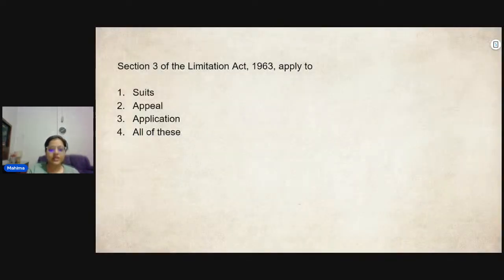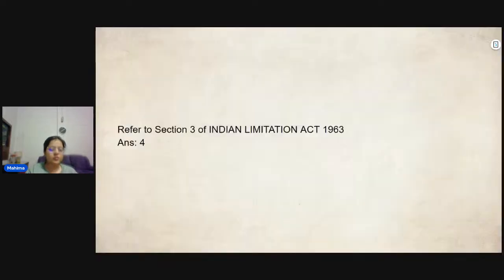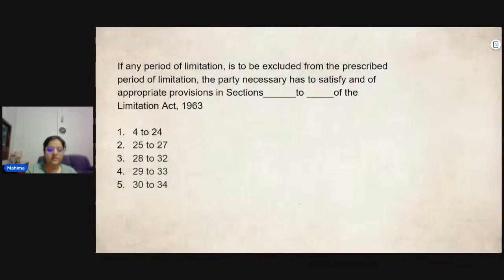Section 3 of the Limitation Act shall apply to only suits, appeal, or application, or all of these. Section 3 of the Limitation Act will apply to what? Yes, it is option number 4. It applies to all the three things.